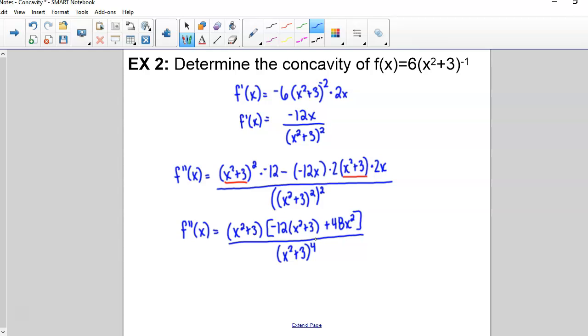You can, but you will have to use a product rule if you do that. Because what you'll have there will be negative 12x times x squared plus 3 to the negative 2. So if you take the derivative that way, you've got to use the product rule because you've got this times this. So you can do it, but you'll have to use the product rule.